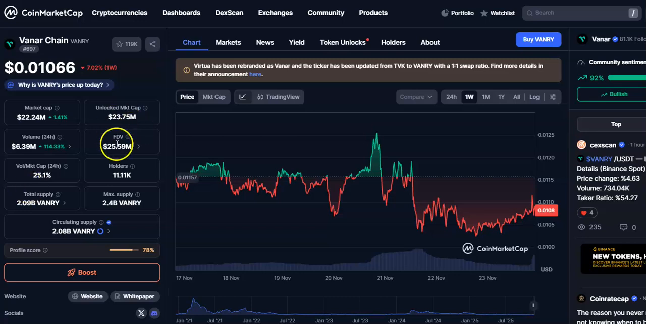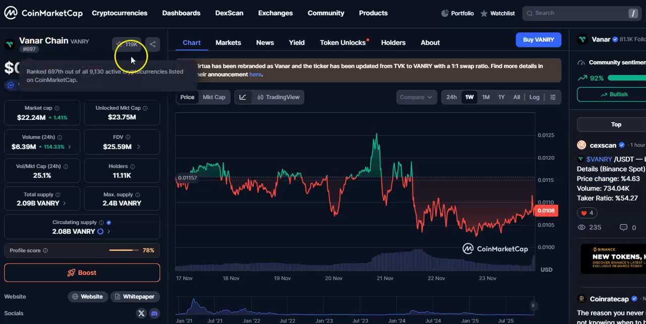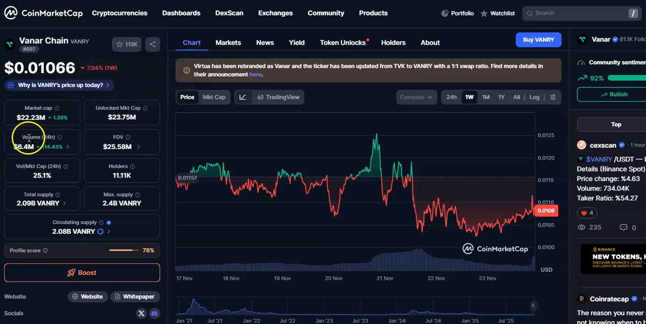So you can see the current price is $0.01066. It is down by 7%. Rank is around 697 position. Around 119k users are following this cryptocurrency. Market cap is $22.24 million and the volume in 24 hours is $6.4 million. It is up by 114%.